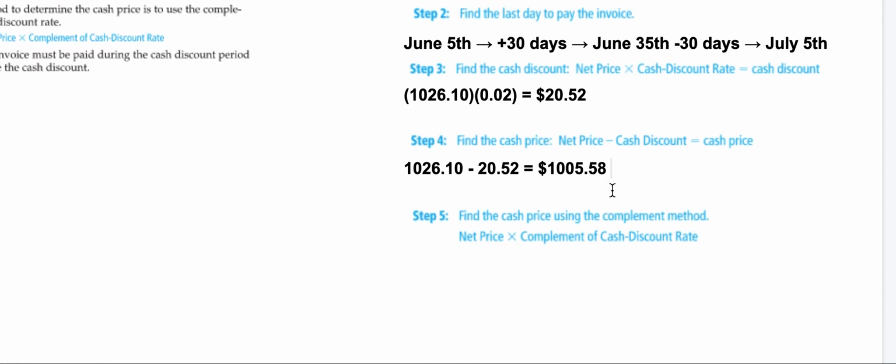All right, and then the next one wants to know the complement method. Using this complement method, we're still going to use that same net price, the 1026.10. You get a discount of 2%, which means you're actually paying 98% of the value, or 0.98. And when you calculate that, what do you get? It should match the original of $1,005.58.